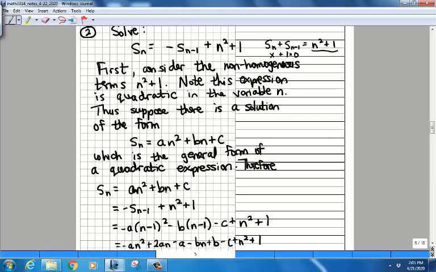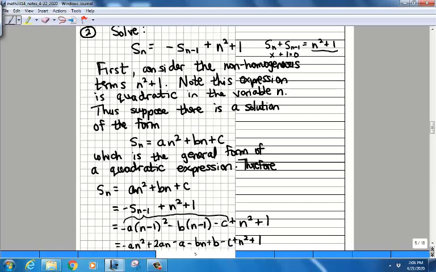Well, if s sub n is a n squared plus b n plus c, then s sub n minus 1 is going to be a times n minus 1 squared plus b times n minus 1 plus c. Just plug n minus 1 in for n in this formula. But because we have this minus sign in front, that's going to change all these signs to negative. So all of this is minus s sub n minus 1. But don't forget now we have the n squared plus 1 added on to the end.